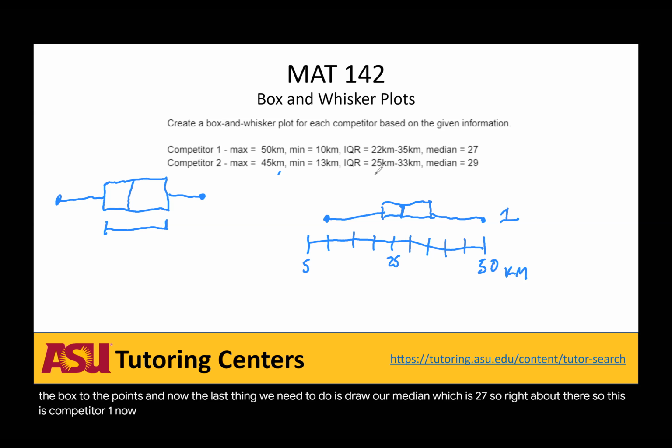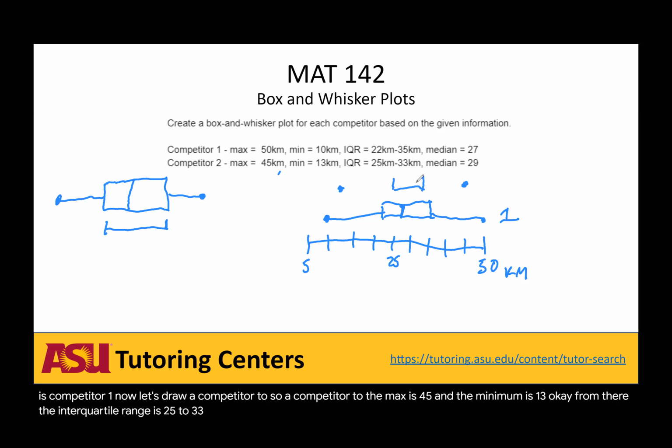Now let's draw competitor 2. So for competitor 2, the max is 45, and the minimum is 13. Okay? From there, the interquartile range is 25 to 33, and our median is 29 in this case.